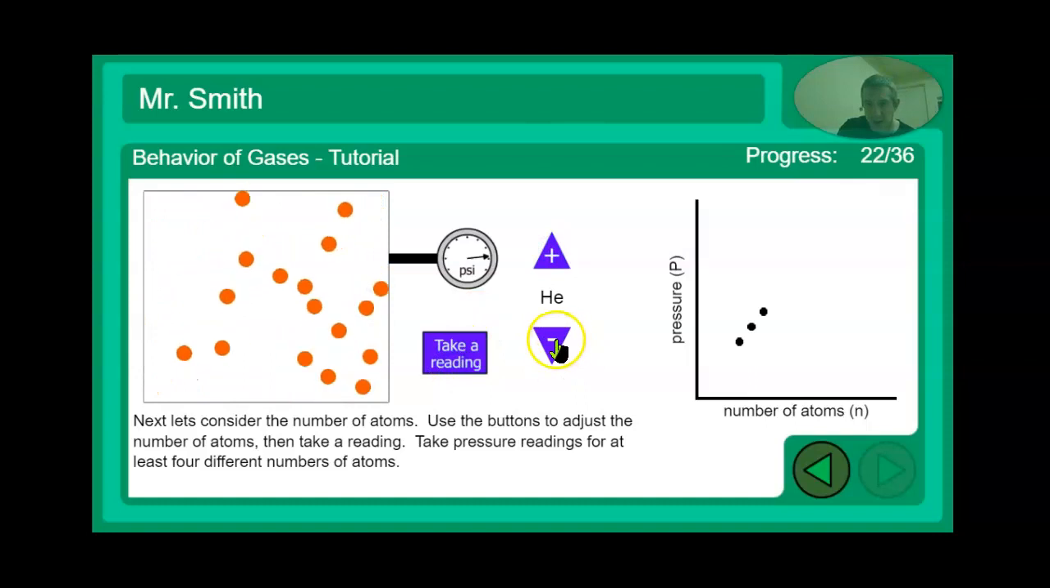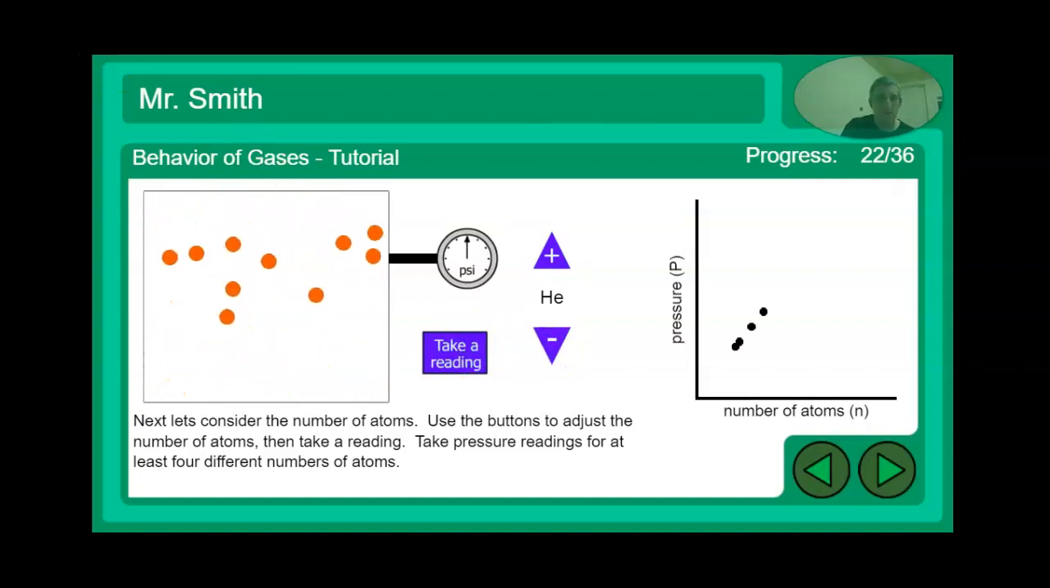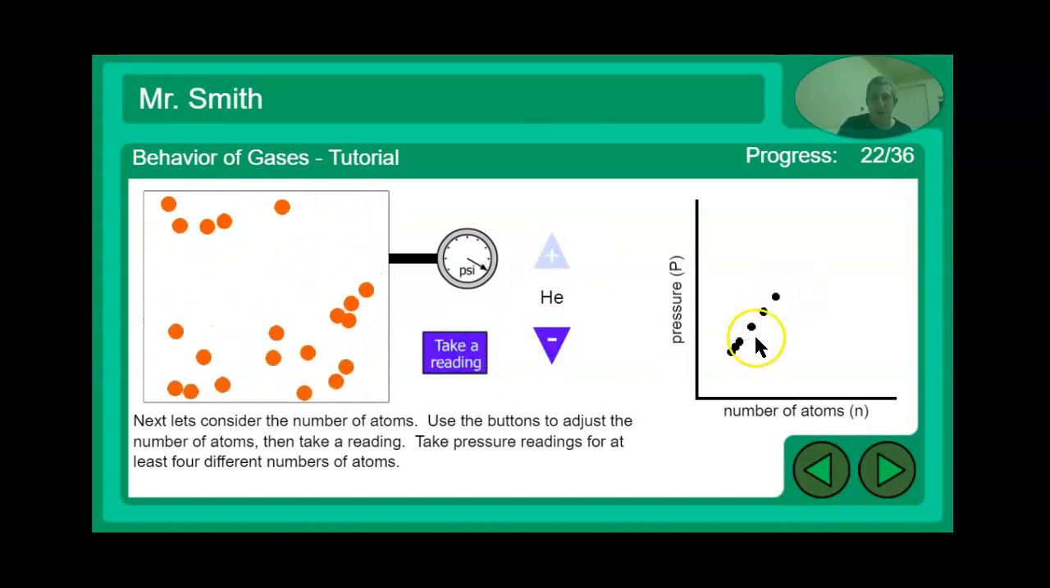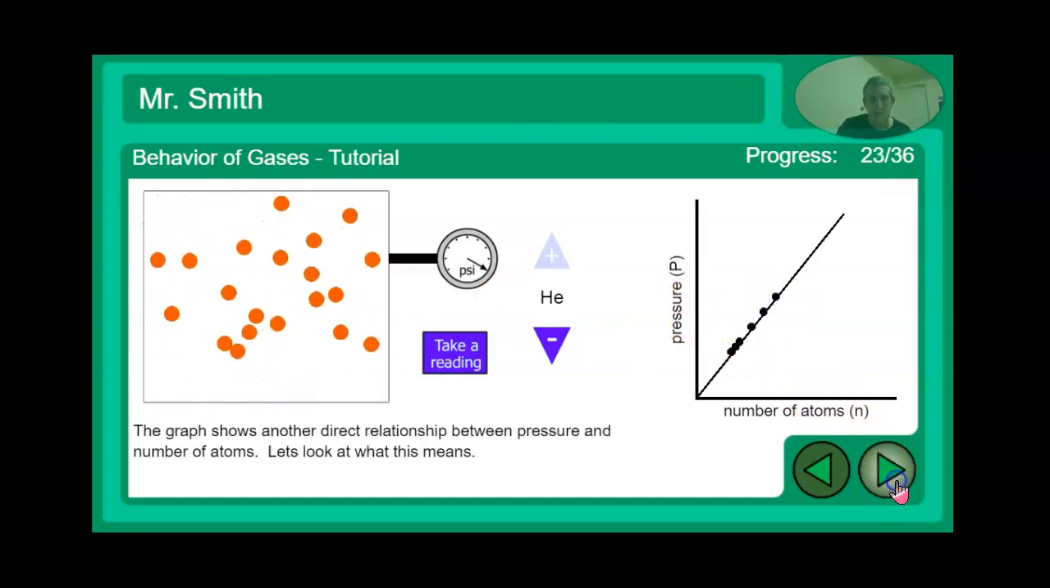Let's take out, I added 6, let's take out 7. 1, 2, 3, 4, 5, 6, 7. There you go. All right. Take a reading. Take out some more. Take a reading. See how many we can add. Take a reading. Again, we see this direct correlation between number of atoms and pressure.